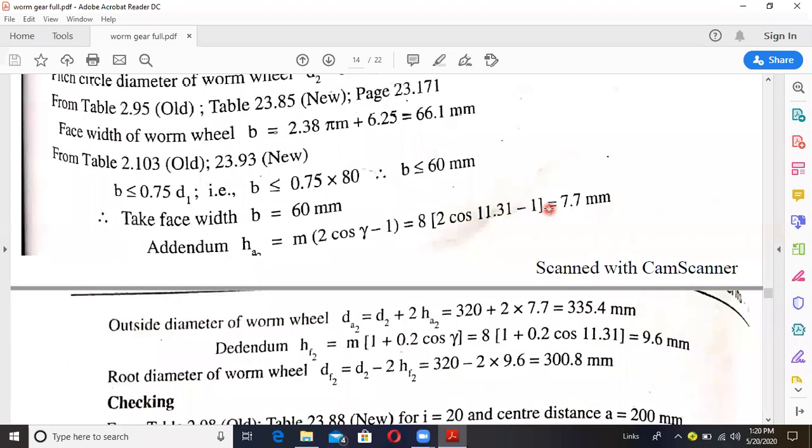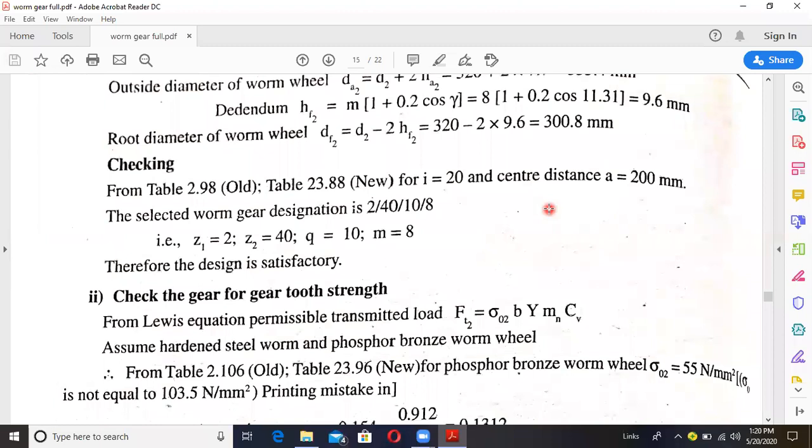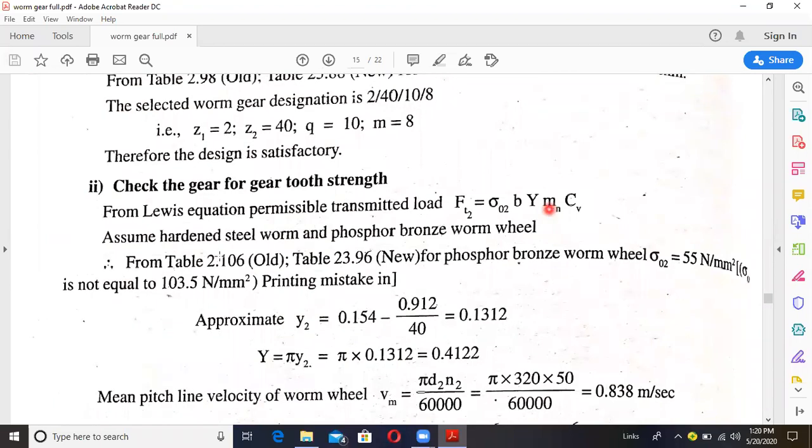Understood? Yes, sir. Next step is check for the strength. Now we know that Lewis's equation Ft2 is equal to sigma naught 2 B capital Y Mn into Cv. Now here sigma naught 2 is unknown, that is nothing but the allowable static stress of the worm wheel. In the question they have not given sigma naught 2, and they have not told which material the worm wheel is made of.